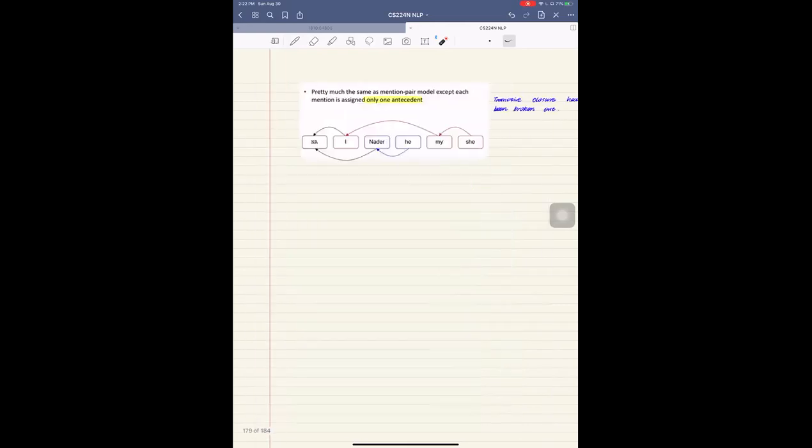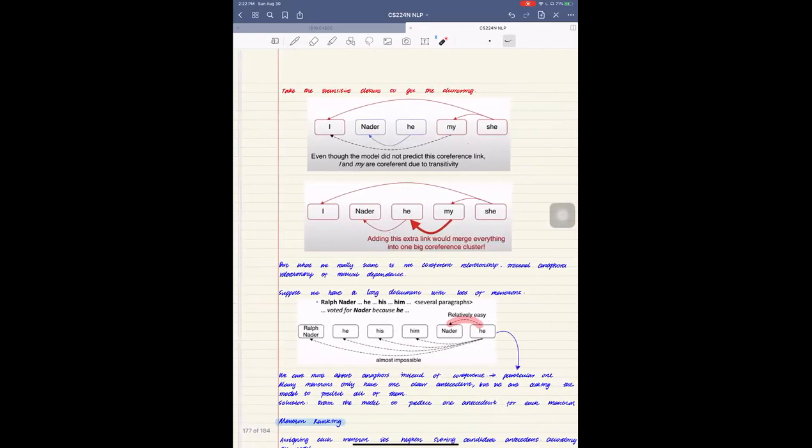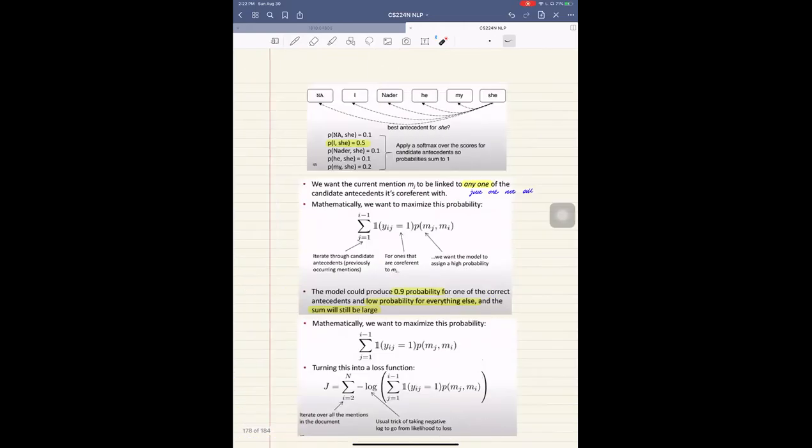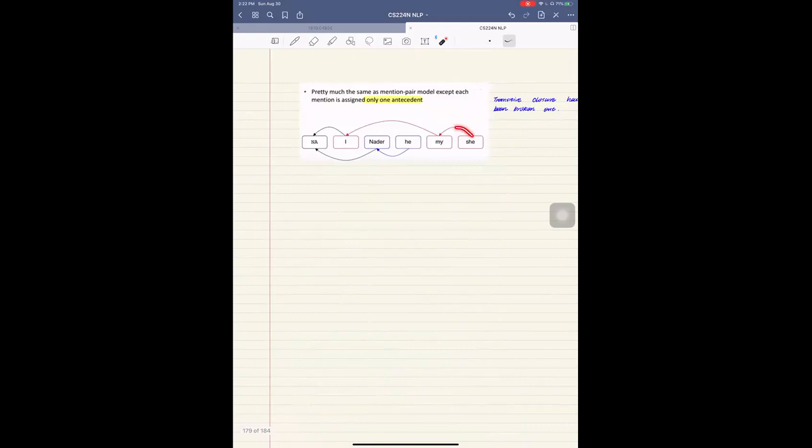So how does the result of this kind of model look? Previously, with mention pairs, one mention is going to be linked to multiple antecedents, but now we don't have that anymore. One mention can only be linked to the best antecedent. It's not like "she" is linked to "my" and "she" is linked to "I" anymore. It's only linked to one of these antecedents.